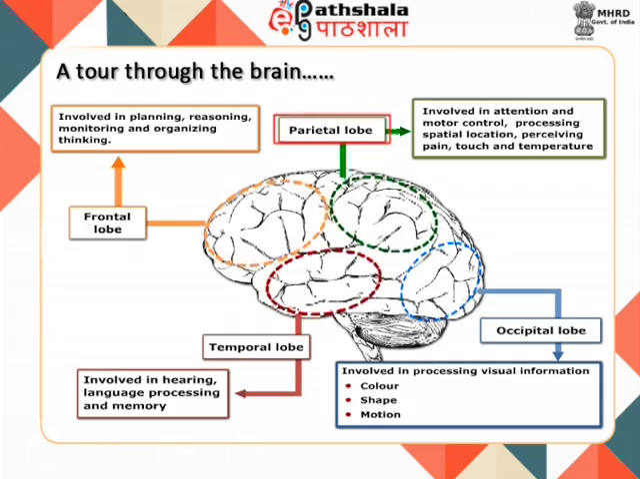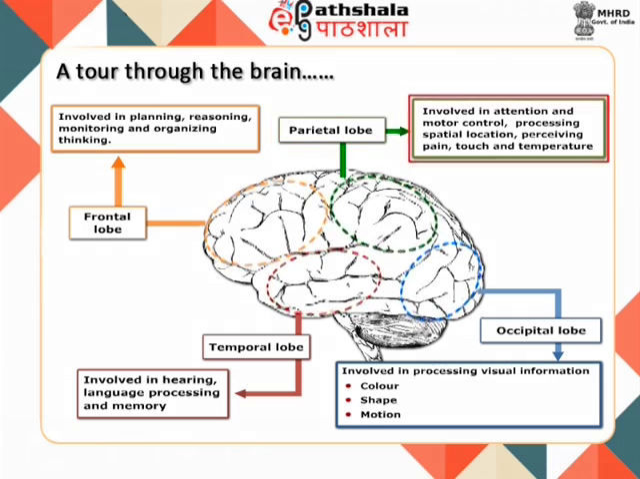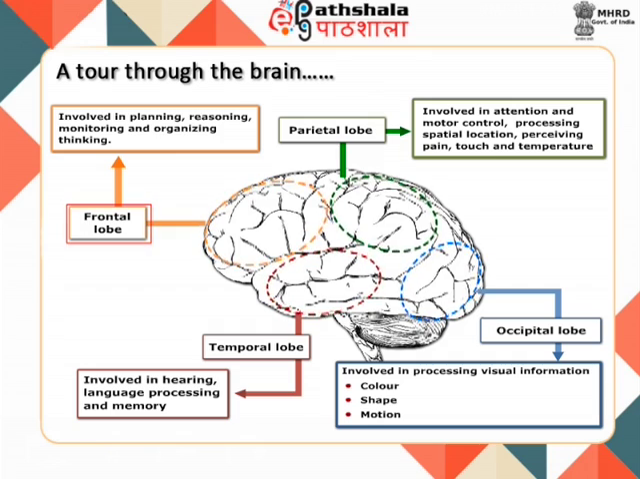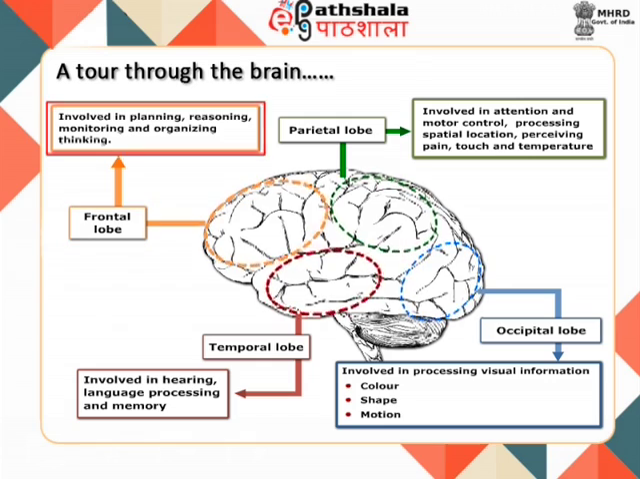The parietal lobe is located at the top of the head and towards the rear. It is involved in attention and motor control, in processing spatial location, and in perceiving pain, touch, and temperature. The frontal lobe is located just behind the forehead and towards the top of the head. This lobe is involved in planning, reasoning, monitoring, and organizing thinking.